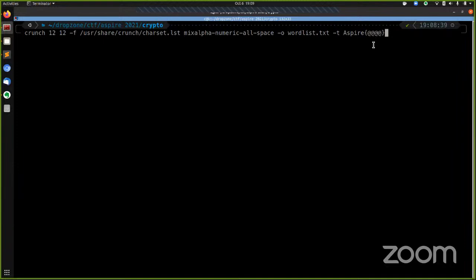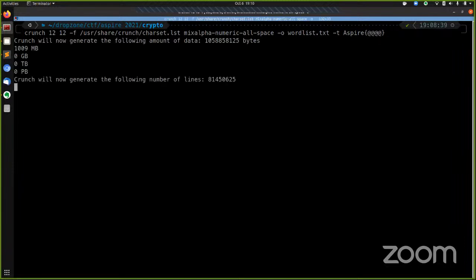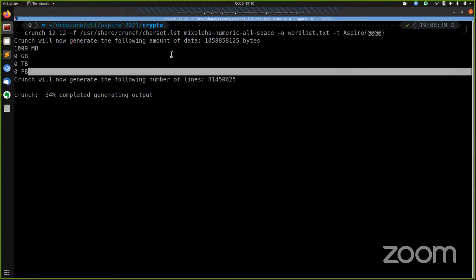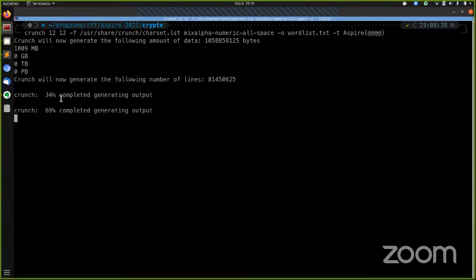There are various ways you can use Crunch. This is just an example. It's very useful for a lot of custom password cracking exercises. Once I run this, it tells us that it will generate this number of lines. So this is around, is this 81 million lines? So that is complete. It shouldn't take too long. So almost done.